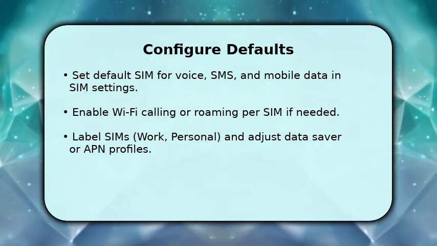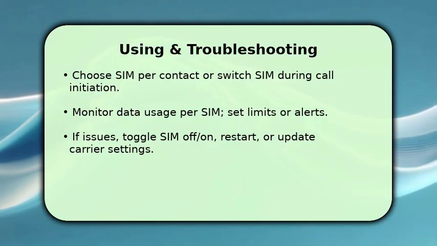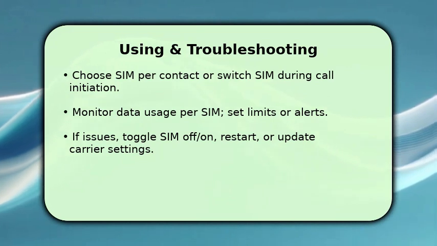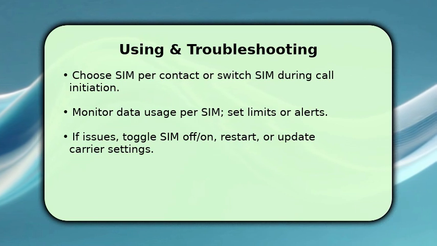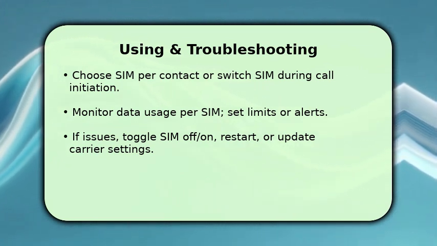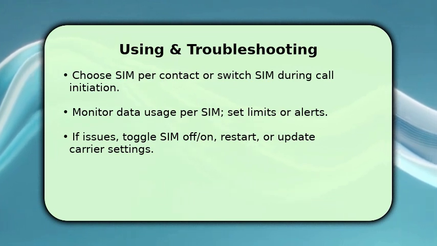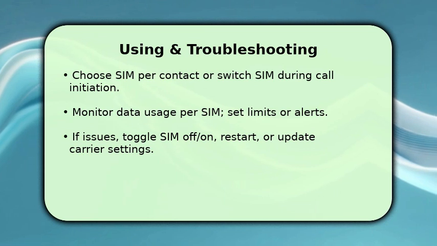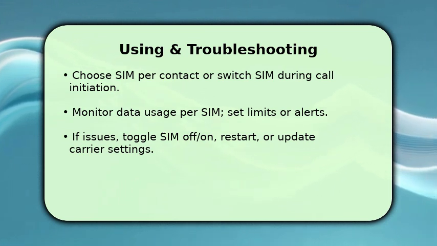To use dual SIM day-to-day, pick a default when calling or assign SIMs per contact for predictable billing. You can also switch SIMs before dialing. Monitor per SIM data usage in settings and set limits to avoid surprises. Once done, make sure Do Not Disturb and other profiles apply correctly to the active SIM.